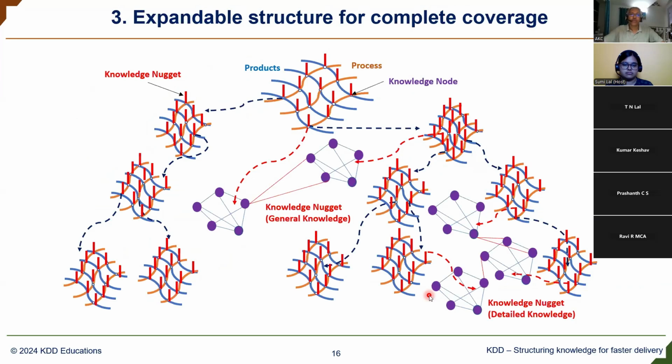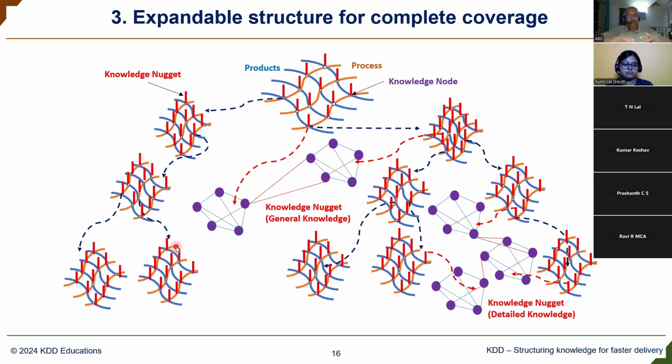Then third, this is an expandable structure. What I mean is that it's not static at the top level. You can define this knowledge at the top level, and then every node can be broken down to the next lower level. Here, this is level 1. Product will become sub-products, and processes will become sub-processes. So this is level 2. You can go down to level 3, and then from level 3 to level 4, and like that you can keep going.